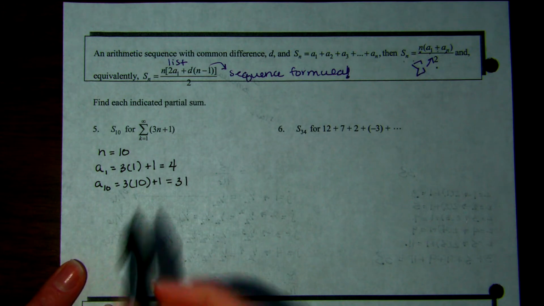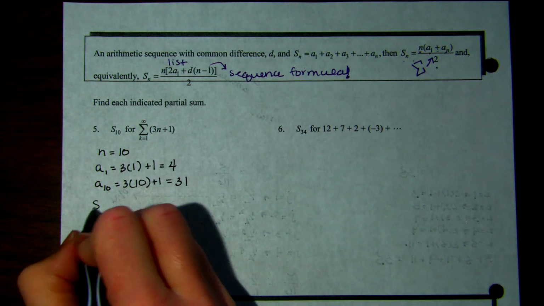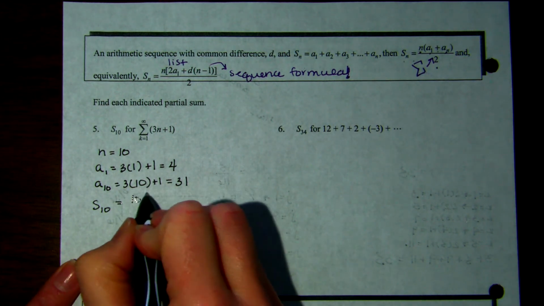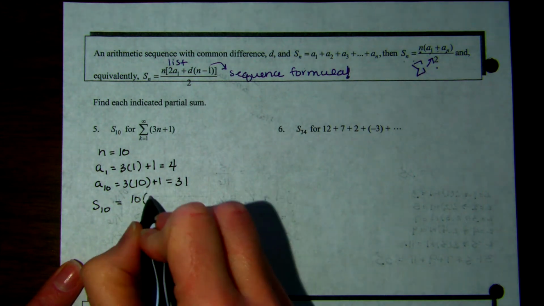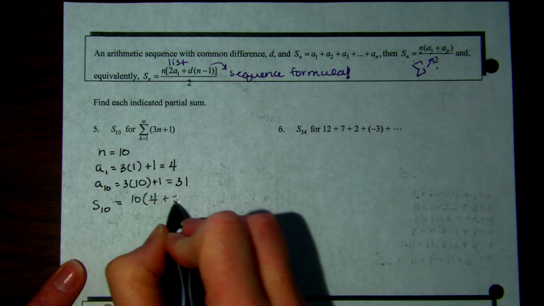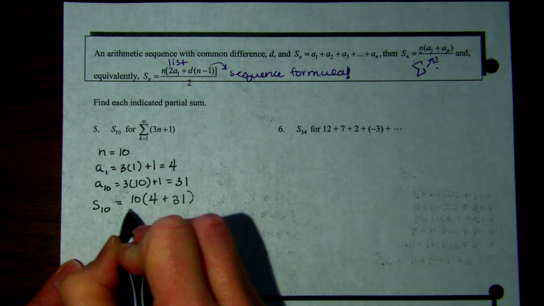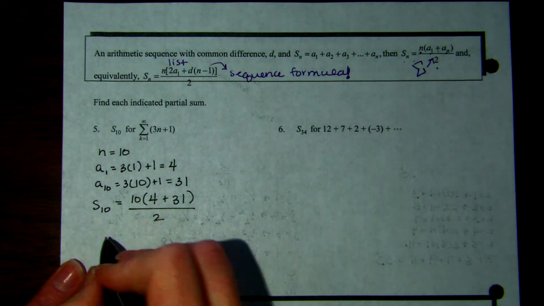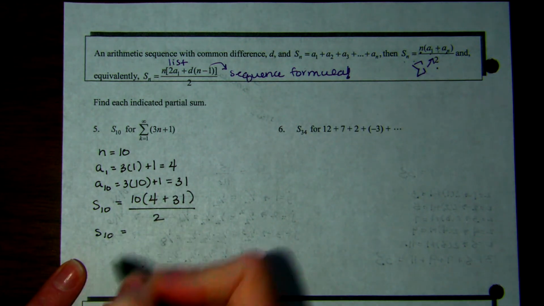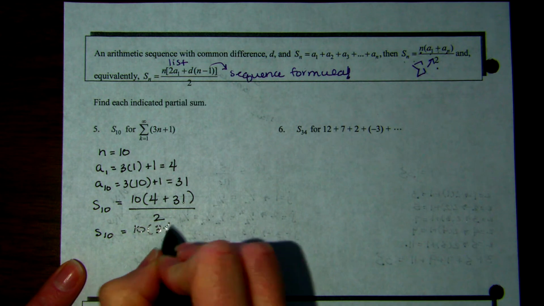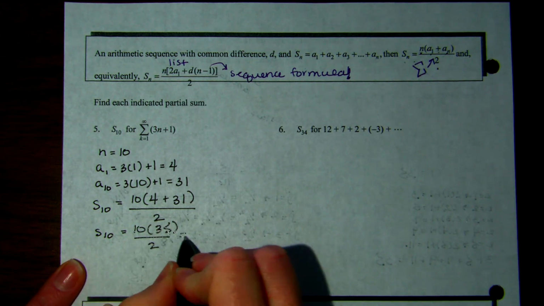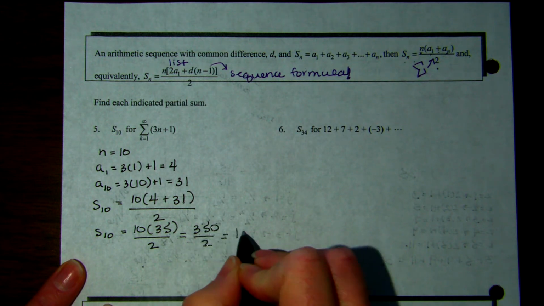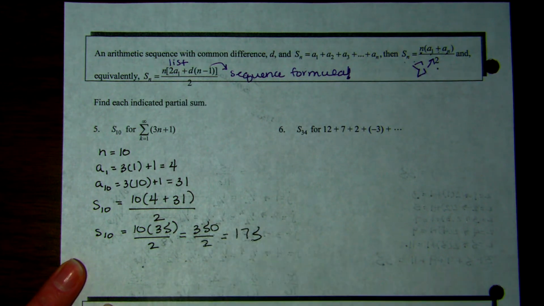And then I just plug those values into this formula. So S sub 10, my sum at 10, is equal to 10 times the first term plus the 10th term, divided by 2. This is 10 times 35 divided by 2. That's 350 over 2, which is 175. And that is your answer.